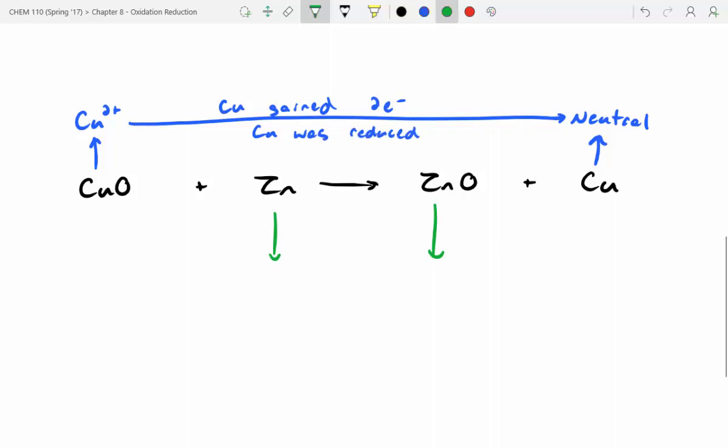All right, now let's do zinc. Zinc over here, what charge will it have? Neutral, it's by itself. And then on the right-hand side, what charge will zinc have? 2+. So it'd be zinc 2+. So in this case, zinc lost 2 electrons, right? It went from neutral to a positive charge, so it must have lost electrons, which means that zinc was oxidized in this case.